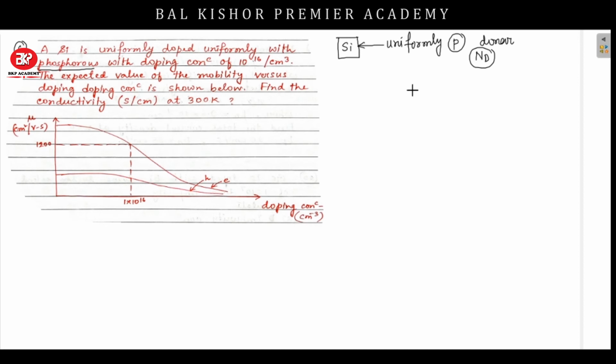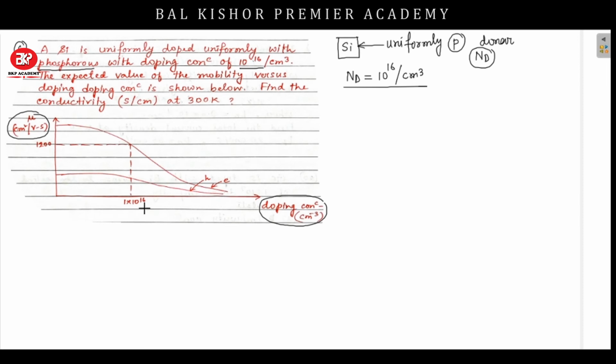So Nd will be the donor impurity concentration and is given by 10 to the power 16. So we can say the Nd value is 10 to the power 16 per centimeter cube. So this is the value of Nd. So the expected value of the mobility versus the doping concentration: in the x-axis it is given the doping concentration, and in the y-axis it is given the mobility value. So it is given by the graph, and this graph, ये वाला जो graph है, is for holes and the upper graph is for electrons.